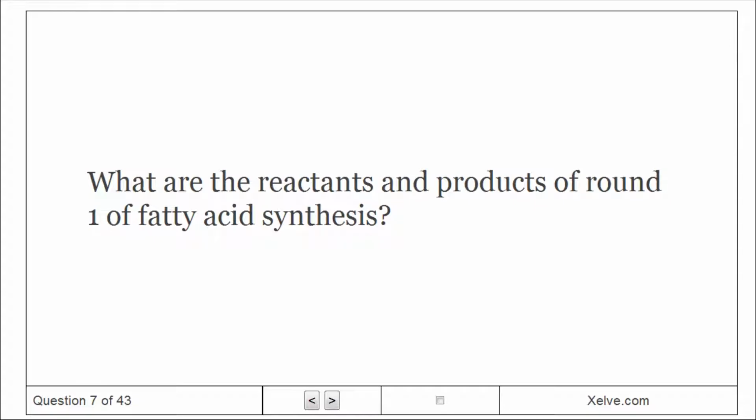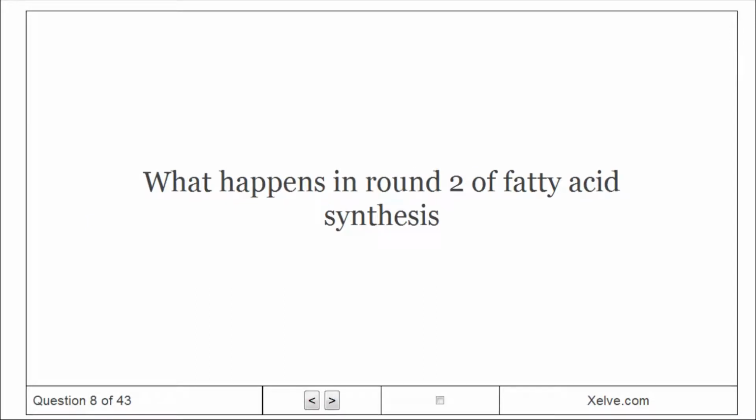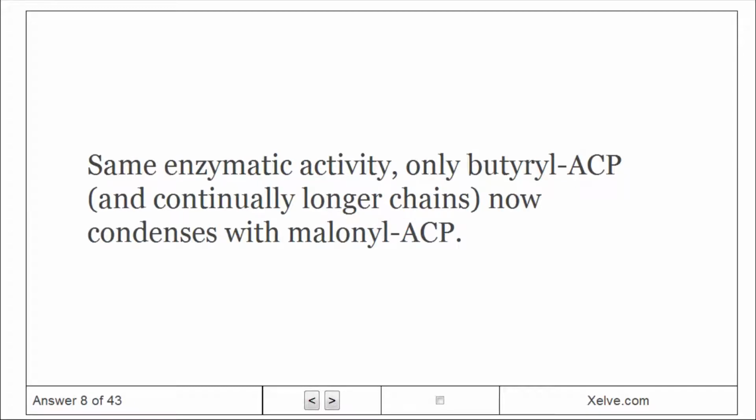What are the reactants and products of round 1 of fatty acid synthesis? Reactants: acetyl ACP and malonyl ACP. Products: butyryl ACP. What happens in round 2 of fatty acid synthesis? Same enzymatic activity, only butyryl ACP now condenses with malonyl ACP.